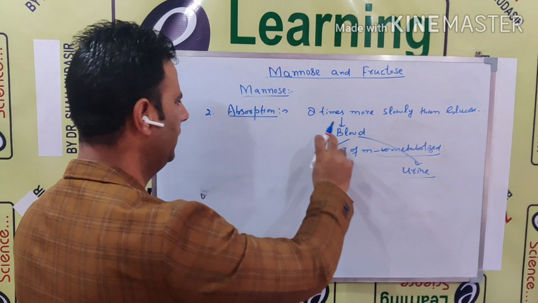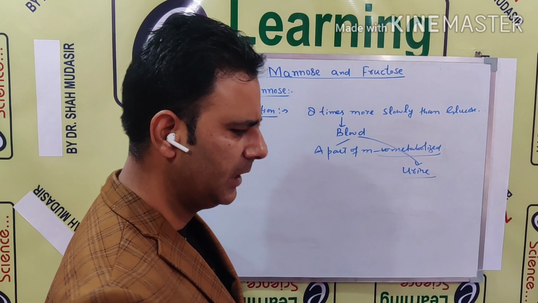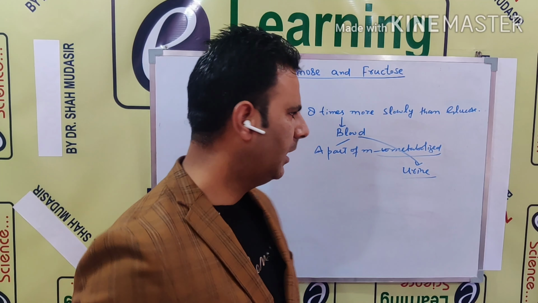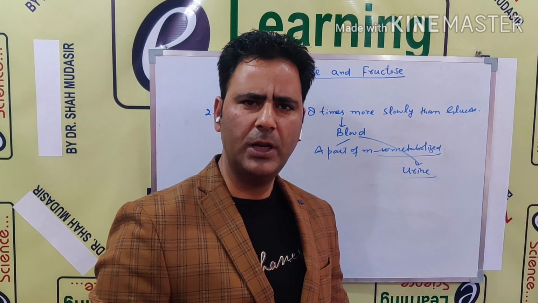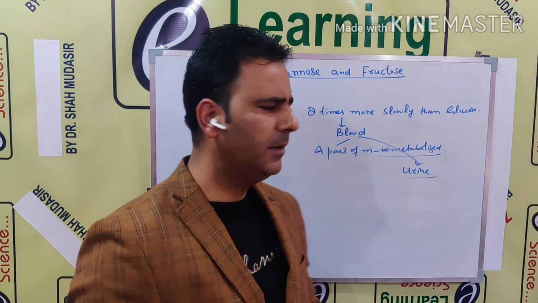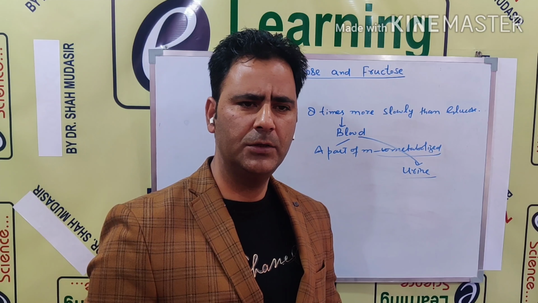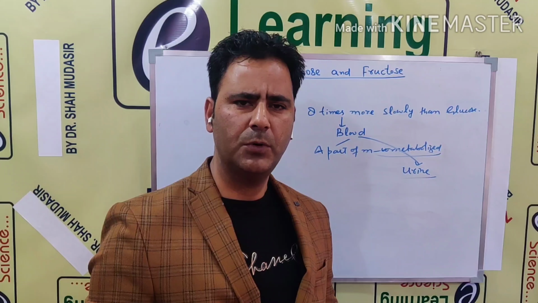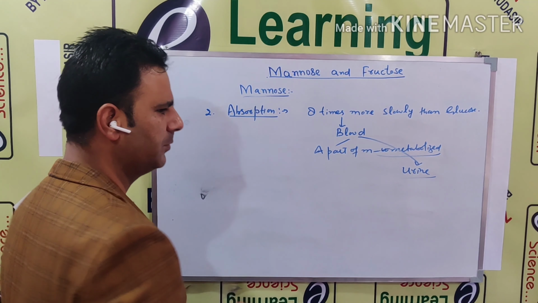So the absorption is slower as compared to glucose, and it is absorbed in the upper GI tract and taken by the blood, where it is metabolized, but only part of it. A part of it goes with the urine. It is excreted out, unused by the body, through the urine. This is the absorption part.